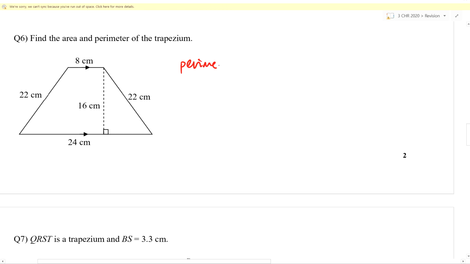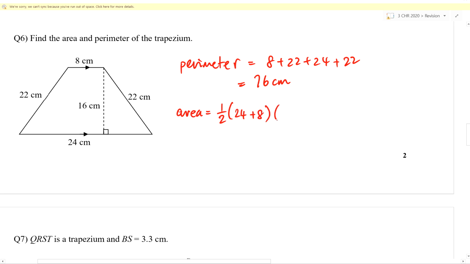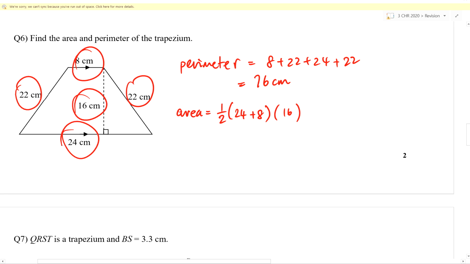So perimeter, I'm still not seeing everybody write down all these keywords. You are still just giving me numbers only, which is not good enough. So you must state what you are calculating. Perimeter, 8 plus 22, 24, 22, 76 cm. Okay, then the area. Half times the sum of the parallel sides. So 24 and 8 multiplied by 16. So we see that this 22 over here and this 22 are irrelevant for finding the area. What we need to find the area will be 8, 16 and 24. So the area over here we have 256 square centimeters.